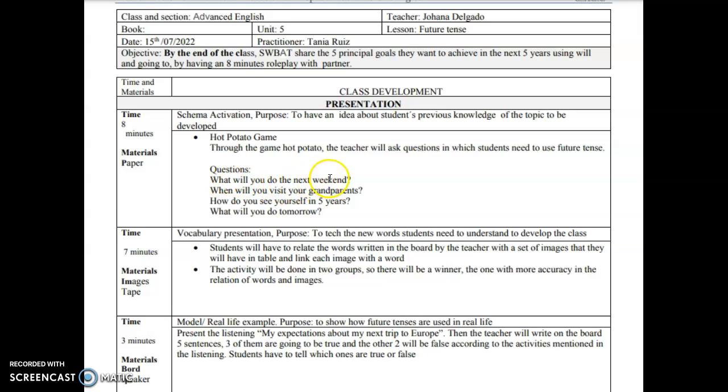What will you do the next weekend? When will you visit your grandparents? How do you see yourself in 5 years? What will you do tomorrow? The time that I will spend for this activity will be 8 minutes, and the material that I will need is just the paper.